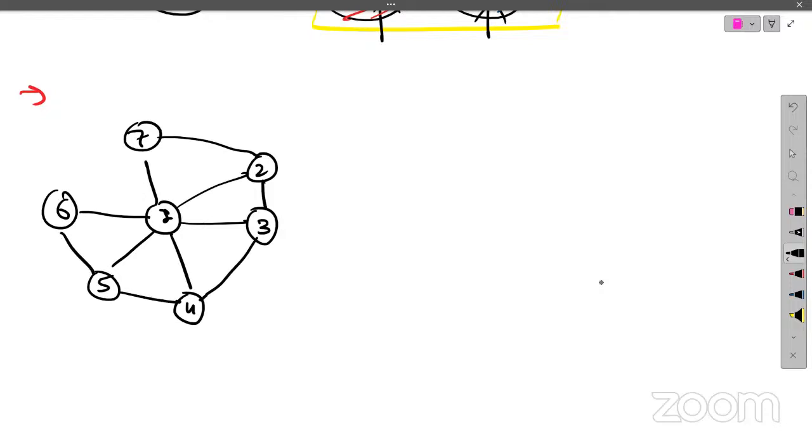So I'll give you guys 2 minutes to answer this question. Suppose this is your graph G. What will be the minimum number of colors we need to color this particular graph, with the restriction that if two vertices are connected by an edge, then we have to use two different colors? So what will be the minimum number of colors we need here to color the graph?